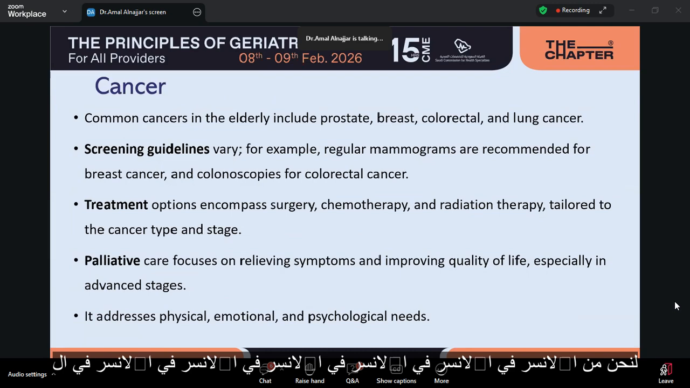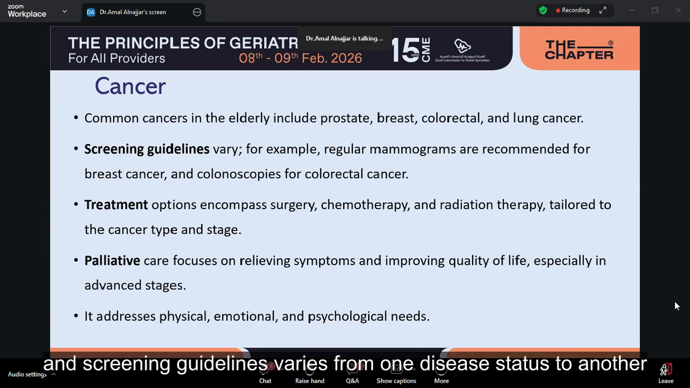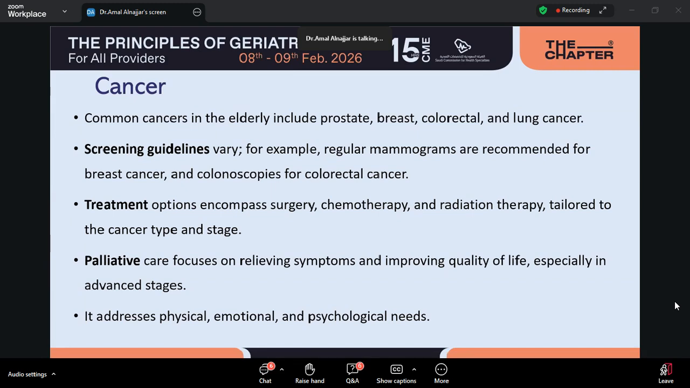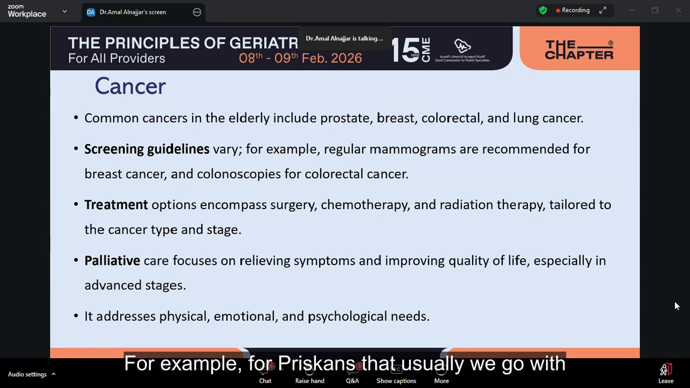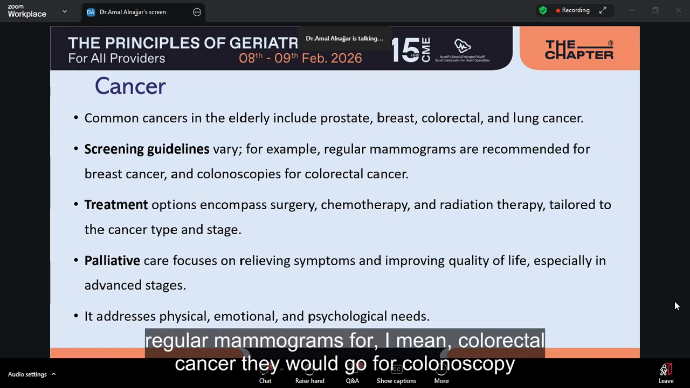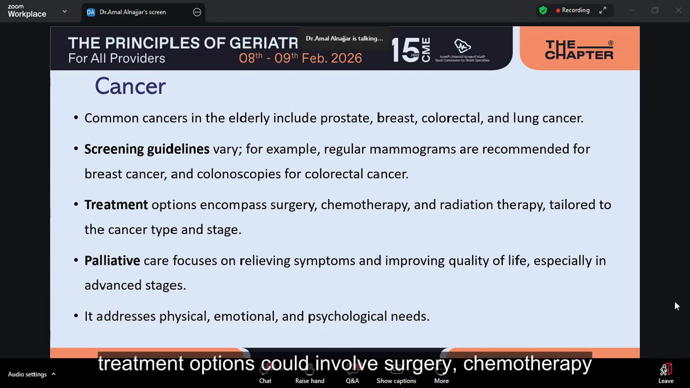For cancer, common cancers in the elderly include prostate, breast, colorectal, and lung cancer. Screening guidelines vary from one disease status to another. For example, for breast cancer, usually we go with regular mammograms. For colorectal cancer, they would go for colonoscopies. Treatment options could involve surgery, chemotherapy, and radiation therapy, depending on the cancer type.